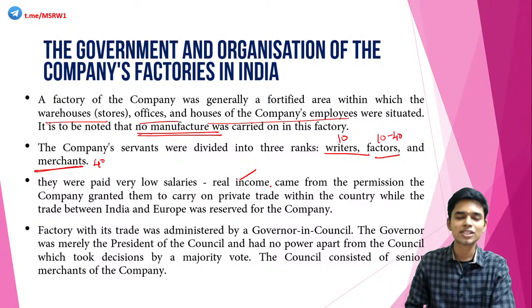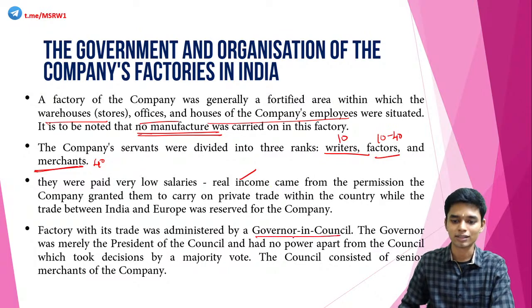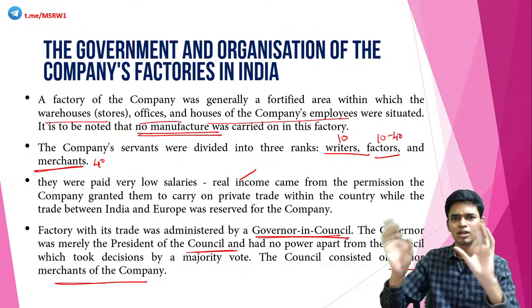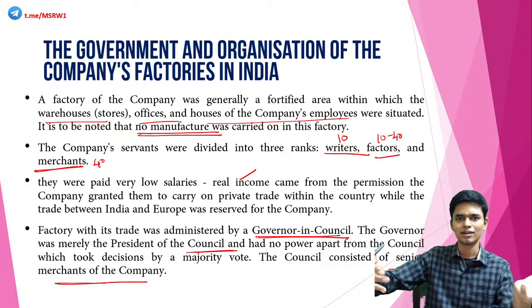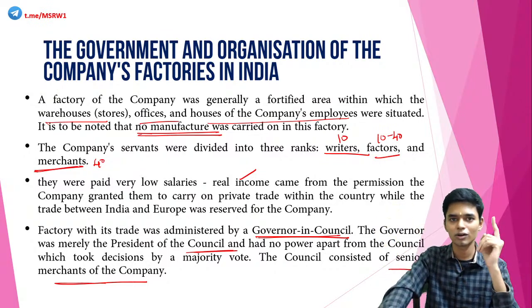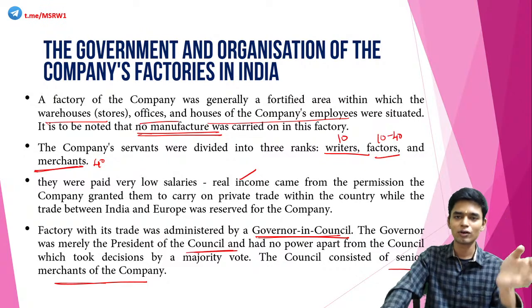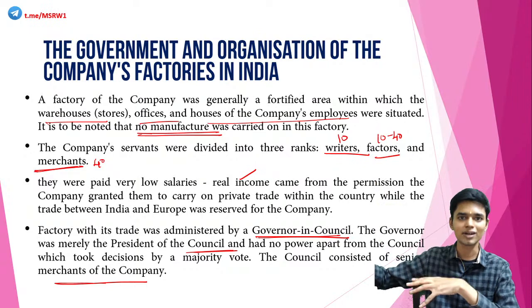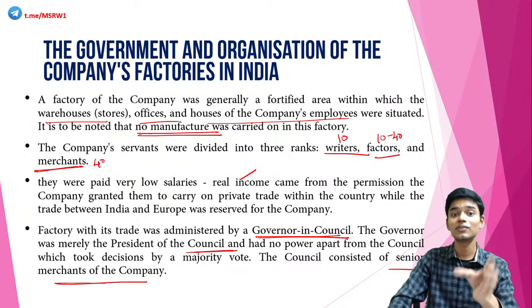The factory was in general administered by a person with the title Governor in Council. This was more of a nominal title. The real powers lay in the hands of the senior merchants of the company, who actually formed the council. It depended on the majority vote. So the senior merchants of the company had the real say. The nominal president was the Governor in Council, not the Governor General. We have not yet come to that. The Governor of the Presidency, Governor General, etc., those are different. This is the organizational setup of the company.